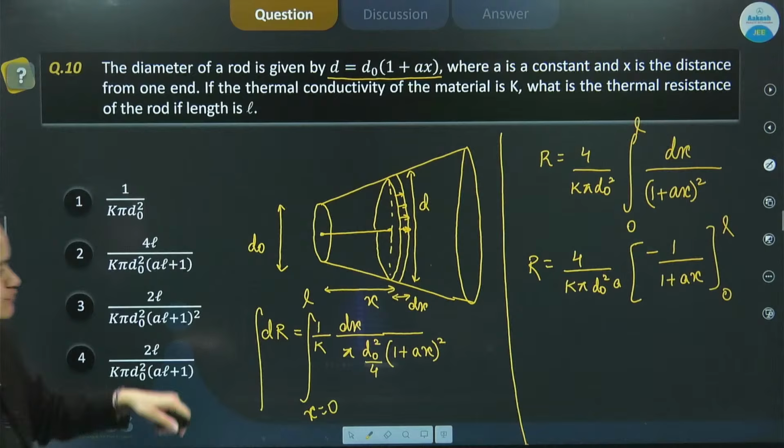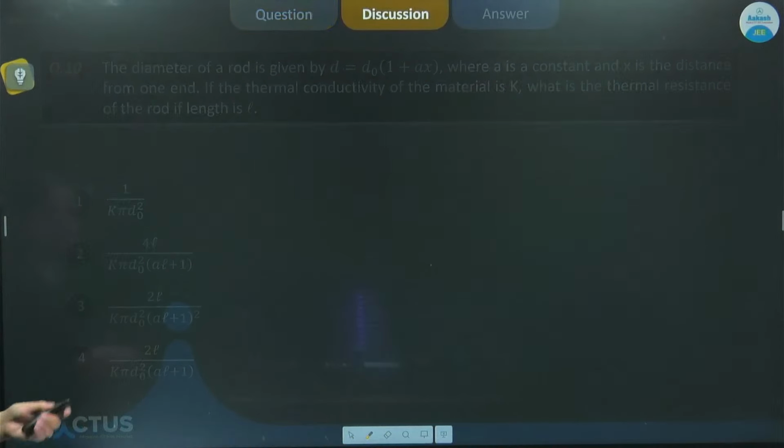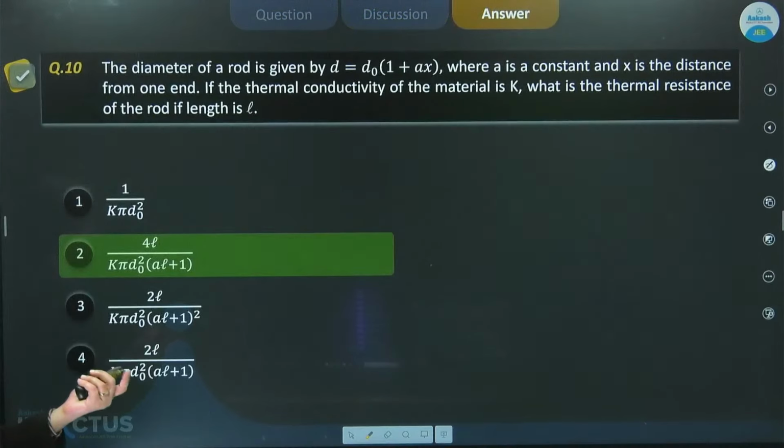Once we place the limits over here, there will be a 4 in the numerator, it remains the same. So the answer should be 2. This is the answer to this question.